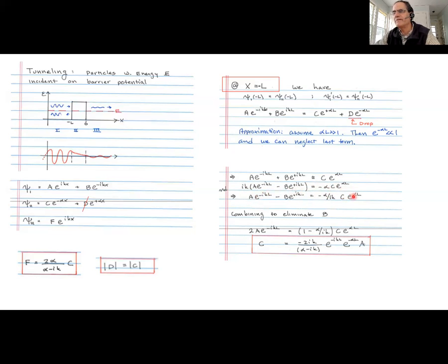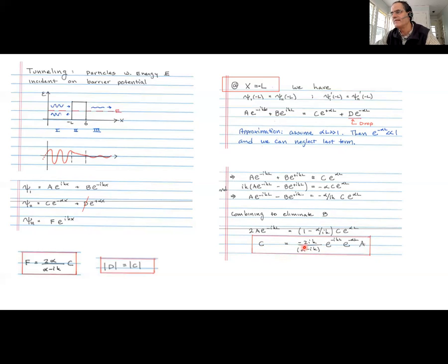And then we'll do just what we did in the previous case. We're going to add the first equation, this one, to the second equation here. And that will eliminate the factor that has b in it, okay? So if we combine these to eliminate b, we get 2a e to the minus ikl is equal to 1 minus alpha over ik times c e to the alpha L. Okay? Or dividing both sides by this term, we get an expression for c in terms of a. And of course, that was our second goal.